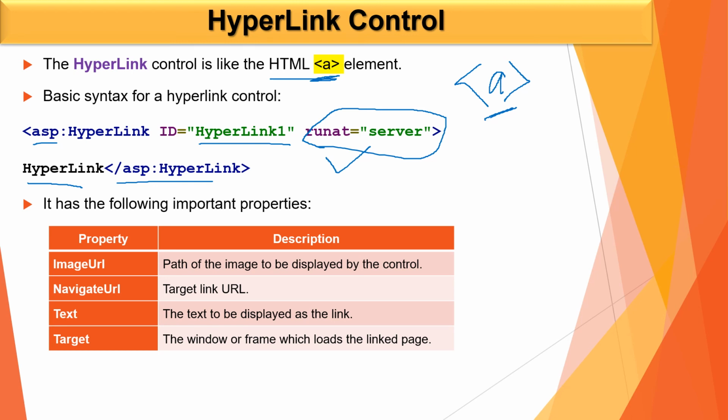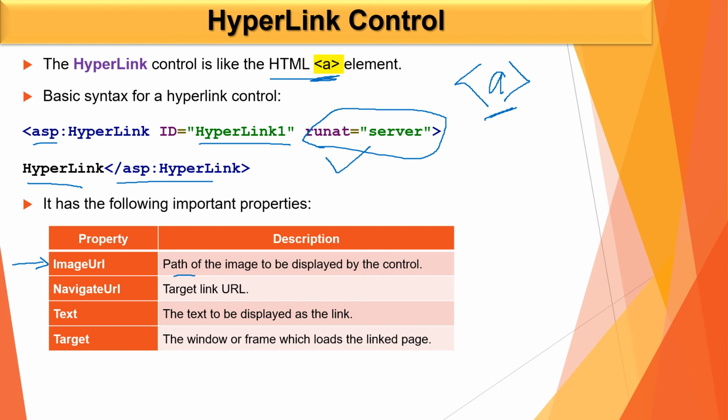Now the hyperlink is provided, and it ends with the end of the asp:HyperLink control. It has the following properties. Important properties are the ImageUrl, the path of the image to be displayed by the control. So you have to give the path of the image which will be displayed on the control.